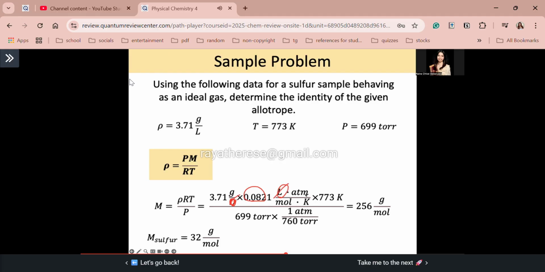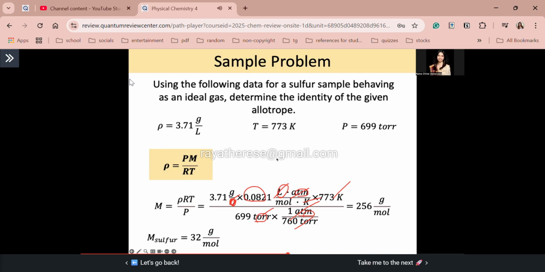And since your universal gas constant has a unit of atm, we convert torr to atm so that we can cancel the atm. Cancel, cancel, cancel. What remains is grams per mole, which is the unit for your molar mass. So the molar mass is equal to 256 grams per mole, and this is equivalent to the allotrope of sulfur.